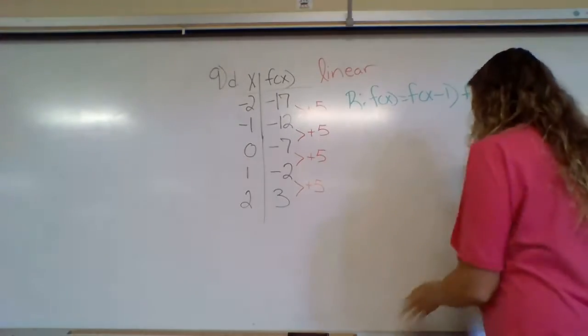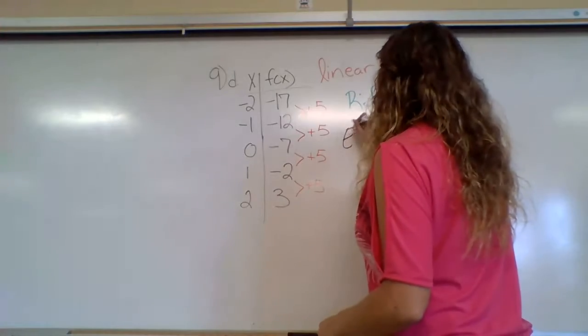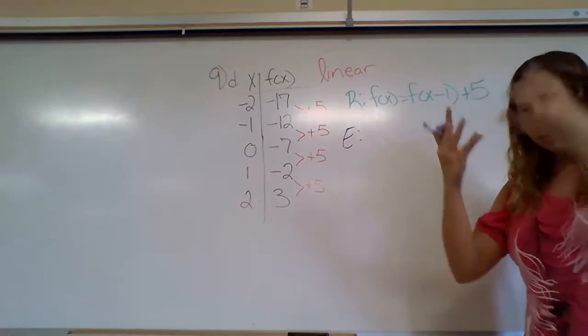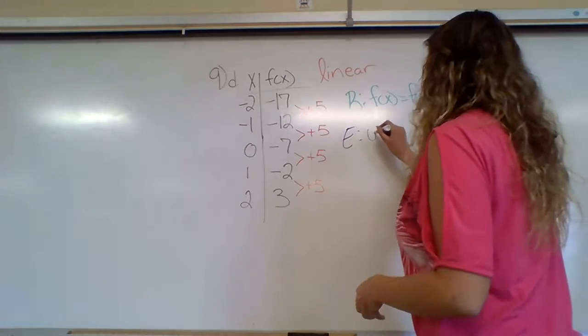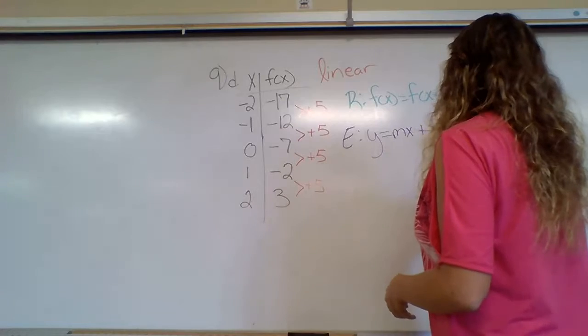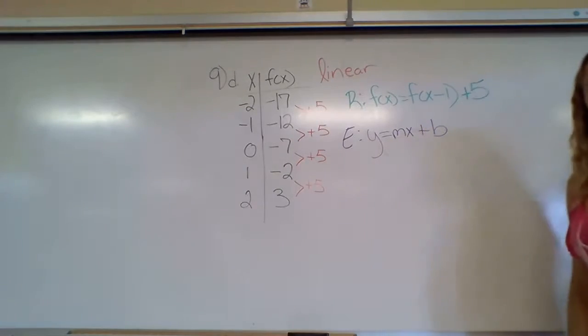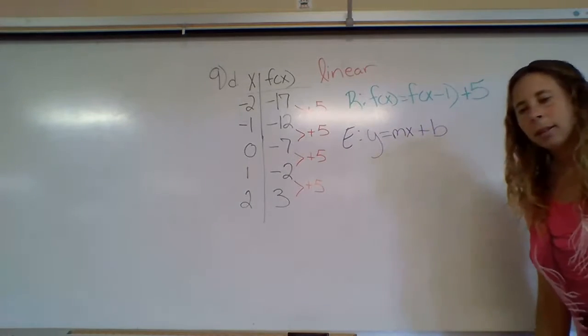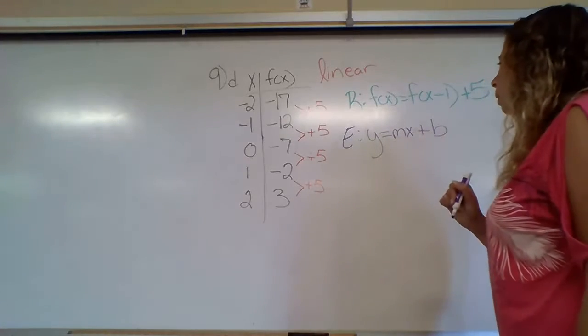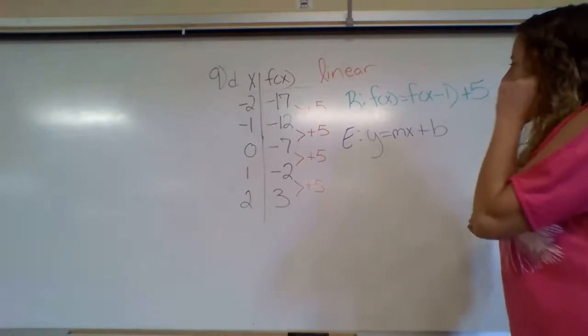Your explicit. When you think linear, you should always think of the equation y equals mx plus b. Always. Okay, that should pop into your head. So m equals your slope, b equals your y-intercept.